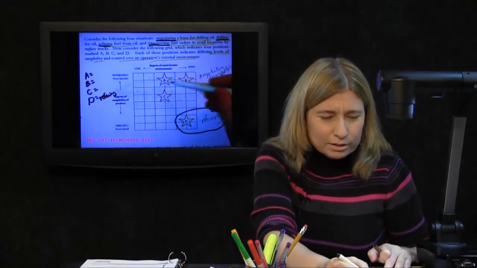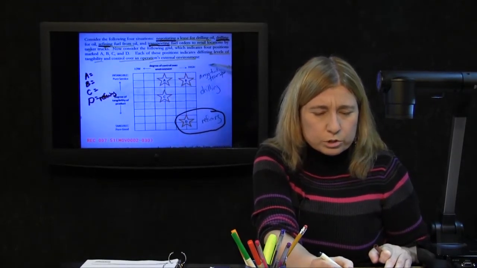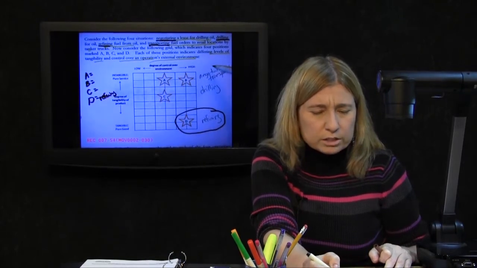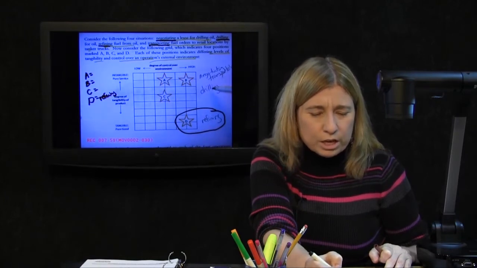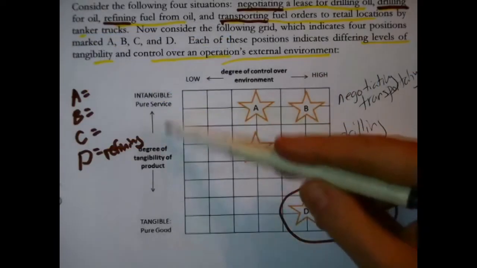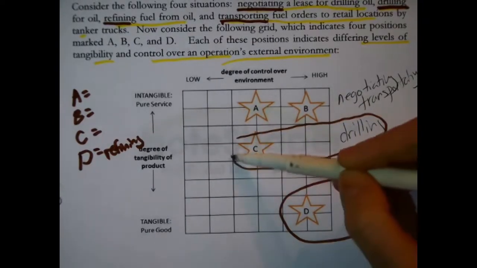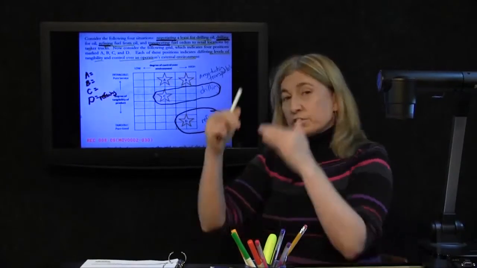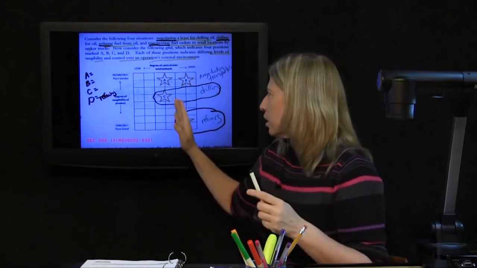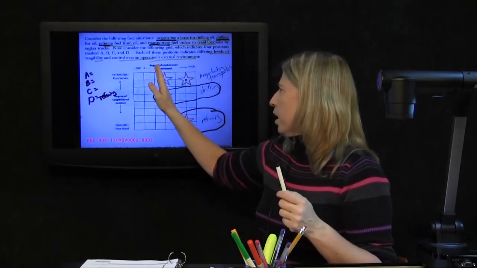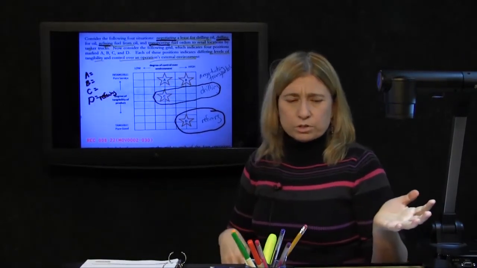Well, notice that there's 2 points that are real high up, and we had said that there were 2 options that we felt were highly intangible, negotiating and transporting, versus we had said drilling, we're not sure where it goes yet, but it would go lower down on the tangibility scale. Notice that there is actually only one choice that is lower on the tangibility scale, and that's point C. Now then we want to check our understanding. That is midway in terms of degree of control over the environment, suggesting it's neither the best nor the worst.